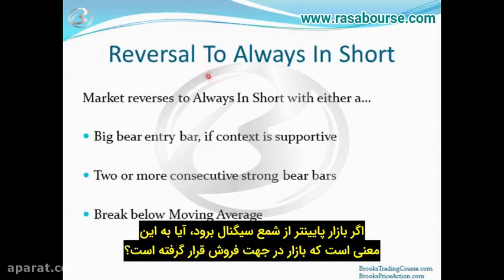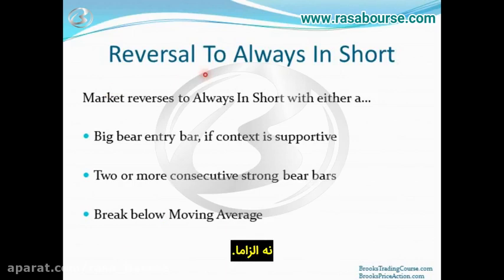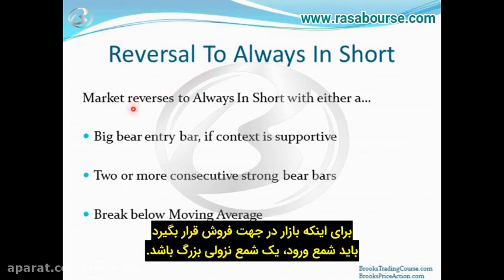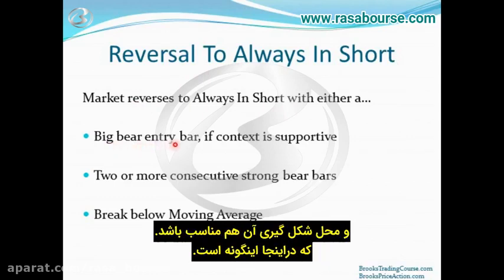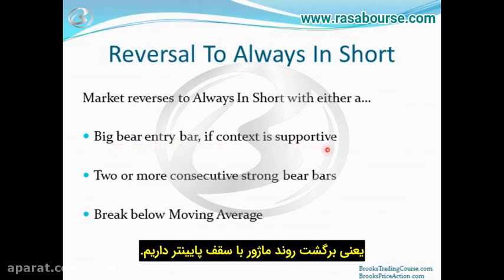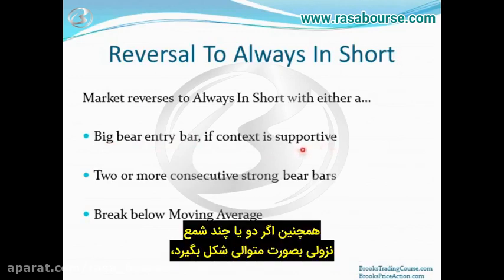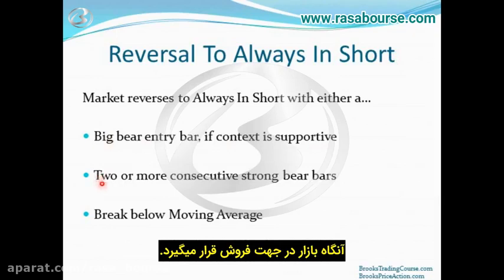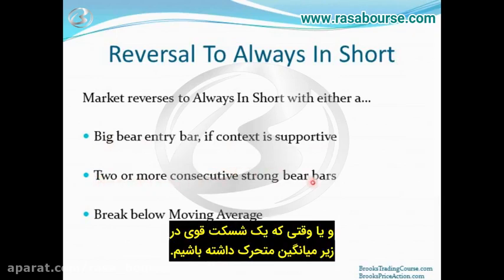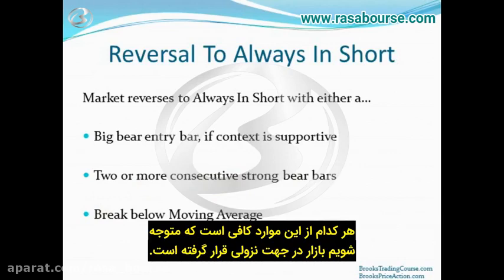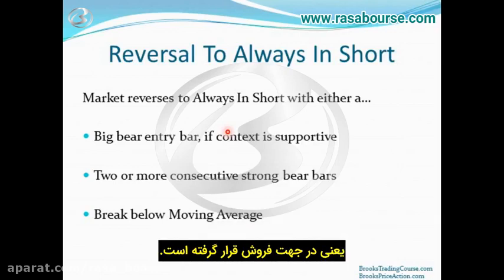Okay, will the market reverse to always in short if it triggers below that signal bar? Not necessarily. For it to reverse to always in short, you either need a big bear bar for your entry bar, if the context is supportive, and here the context is supportive. We have a potential lower high major trend reversal. You could also flip it to always in short if you have 2 or more consecutive strong bear bars, or if you have a strong break below the moving average. Any of these things can be enough for traders to look at the chart and say, yes, I think it's going further down. Yes, I think the market is now always in short.